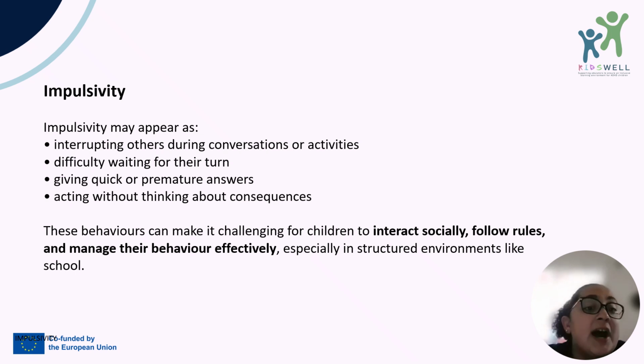Impulsivity may appear as interrupting others during conversation or activities, difficulty waiting for their turn, giving quick or premature answers, and acting without thinking about consequences. These behaviors can make it challenging for children to interact socially, follow rules, and manage their behavior effectively, especially in structured environments like school.